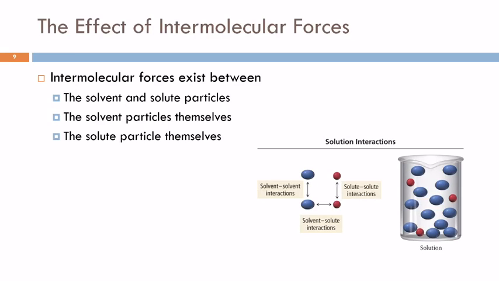So when we look at a solution forming, we have 3 different types of interactions to consider. We have the interactions between solvent molecules. We have the interactions between the solute molecules. And then we have the interaction between a solvent molecule and the solute molecules. And the relative strengths of these are going to determine whether the solution forms or not.